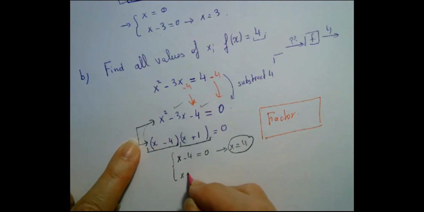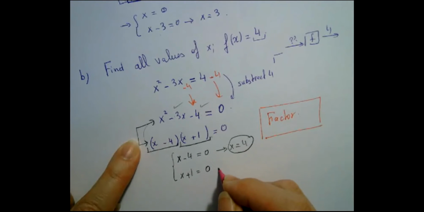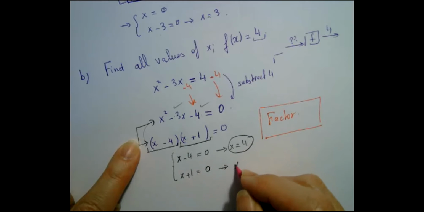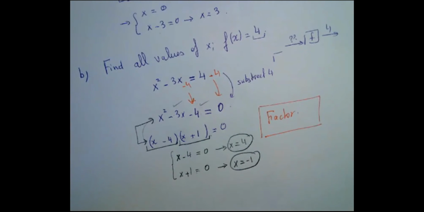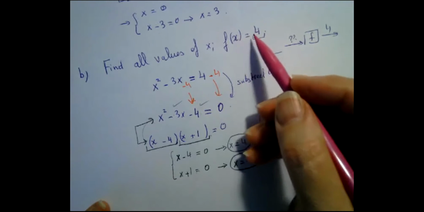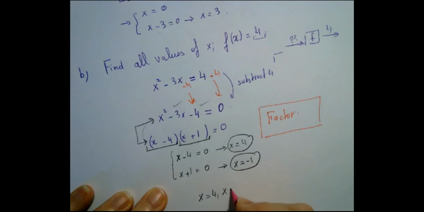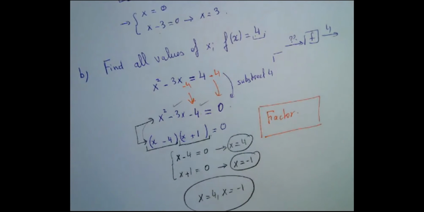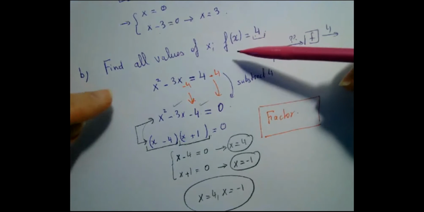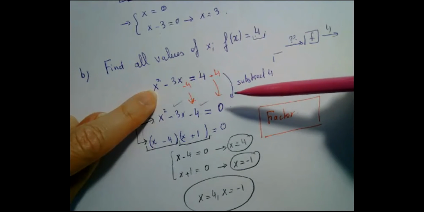Everything that makes x plus 1 zero will make the product 0. If x plus 1 is 0, x equals minus 1. So the x's I should put here that spit out the 4 are actually x equals 4 and x equals minus 1. Okay, so that's really the idea of how to solve when I have x squared and x.